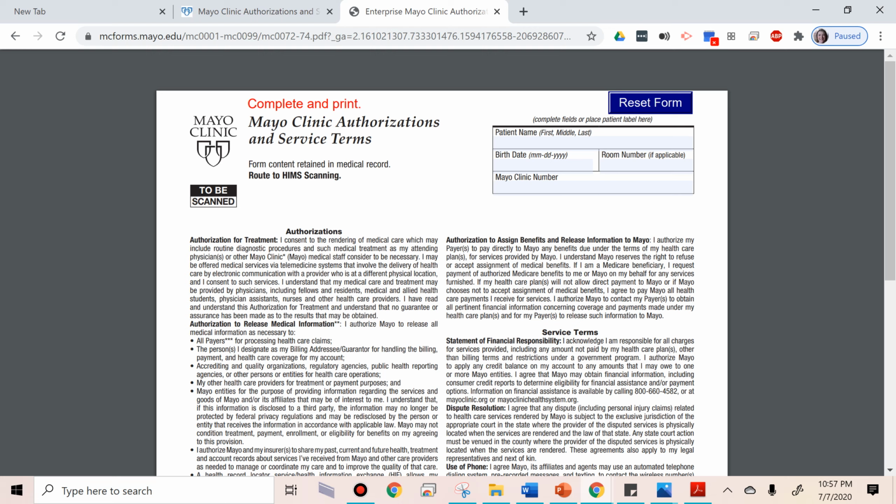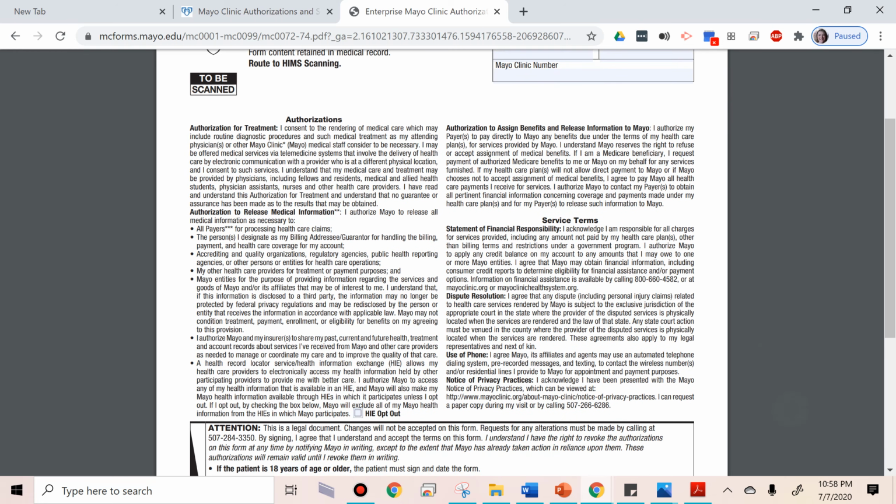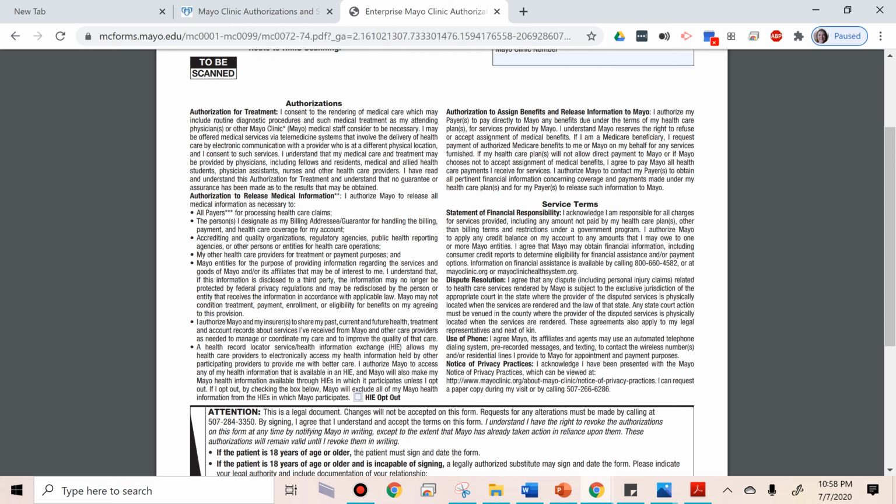I understand that my medical care and treatment may be provided by physicians, including fellows and residents, medical and allied health students, physician assistants, nurses, and other healthcare providers. I have read and understand that no guarantee or assurance has been made as to the results that may be attained. Okay, so there it is. Then they go on to releasing the information, into the assigning of the benefits, and to the statement of responsibility.